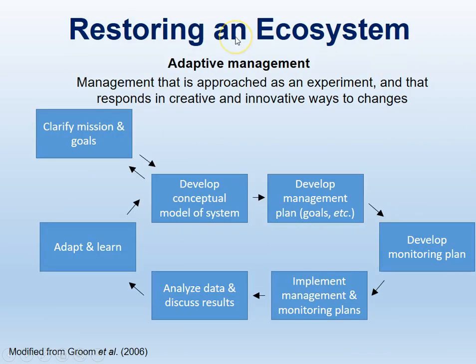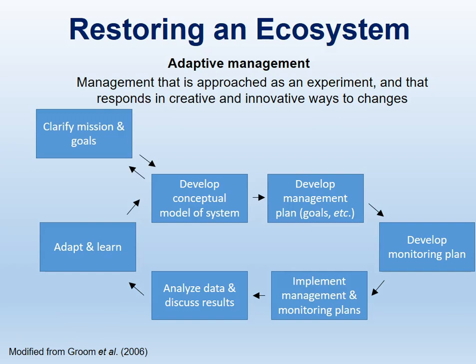So what you do to restore an ecosystem is called adaptive management. Adaptive management is approached like an experiment. You make your goals, you try, and then you have to see how it's going. So you review, you monitor that plan and say, is there a change we should make? That's adaptive. Making a plan and then changing the plan based on how things are going is adaptive management.